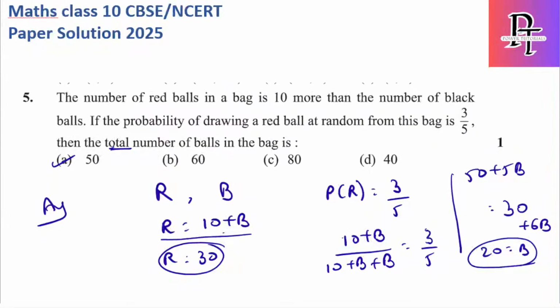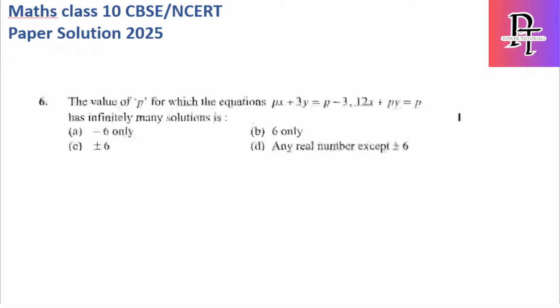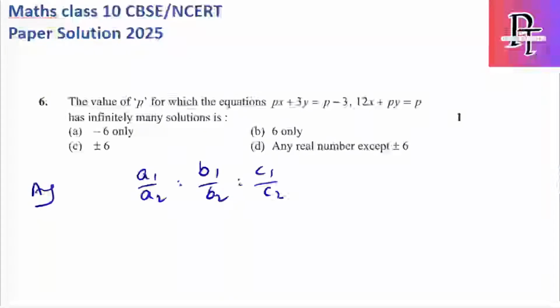Okay, let's move to the next question, which is the sixth one. The value of P for which the equations have infinitely many solutions. For infinitely many solutions, what is the condition? A1 by A2 should be equal to B1 by B2 should be equal to C1 by C2. So why all these conditions? Because for infinite solutions, the lines should be coincident.